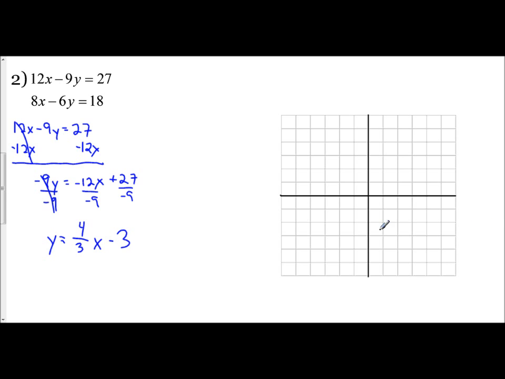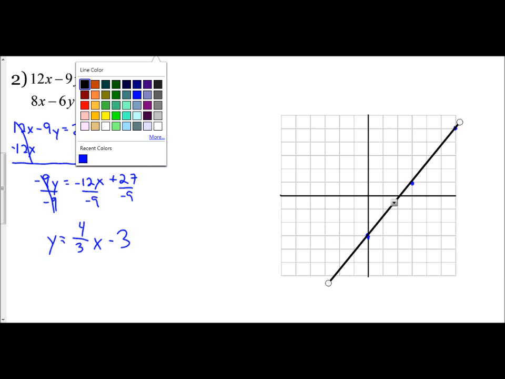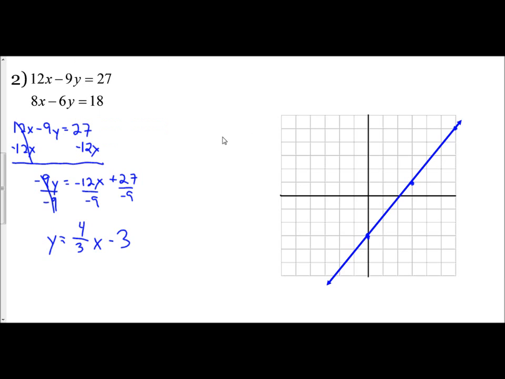So at negative 3 on the y, I'm going to go up 4, right 3, since it's a positive slope, and up 4, right 3 again. And then connect with your line. And again, I can color code this to make sure we can distinguish between our two lines.